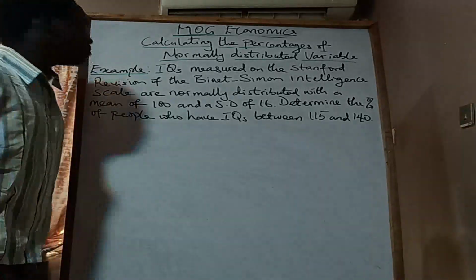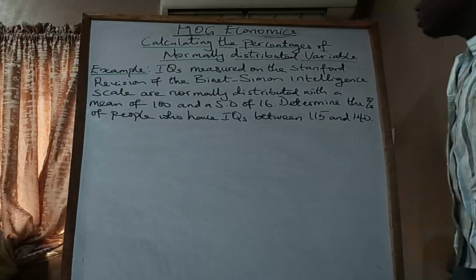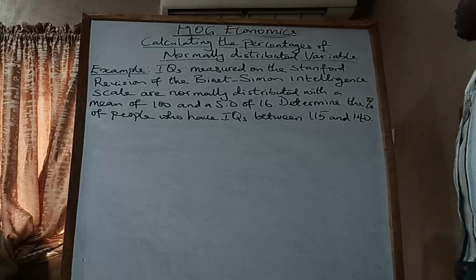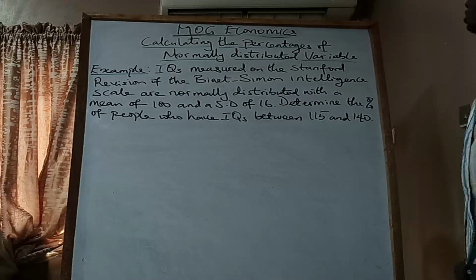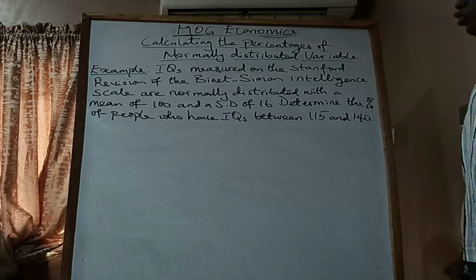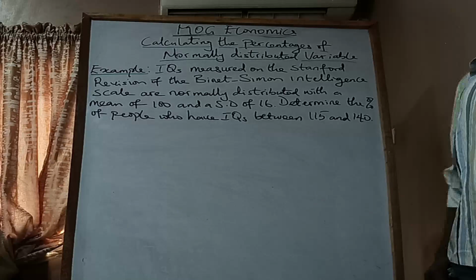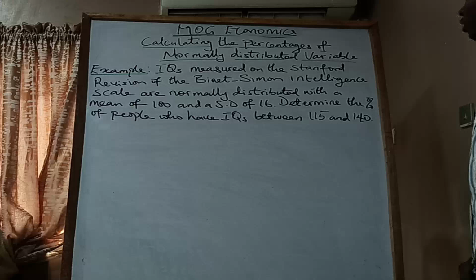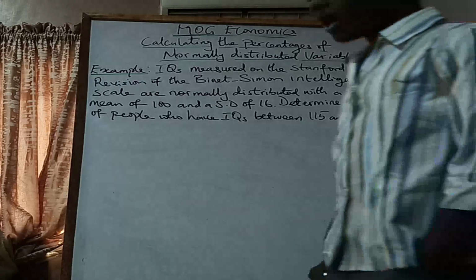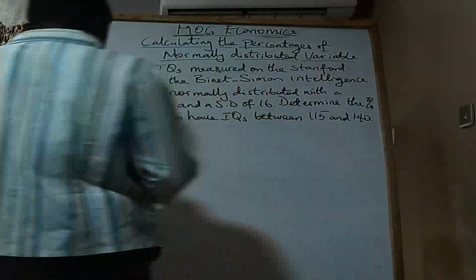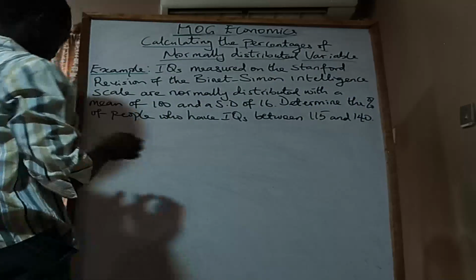Now, an example. IQs, that's intelligence quotient, measured on the Stanford revision of the Binet Simon intelligence scale are normally distributed with a mean of 100 and a standard deviation (SD) of 16. Determine the percentage of people who have IQs between 115 and 140. So how do we do this? This is literally the question.